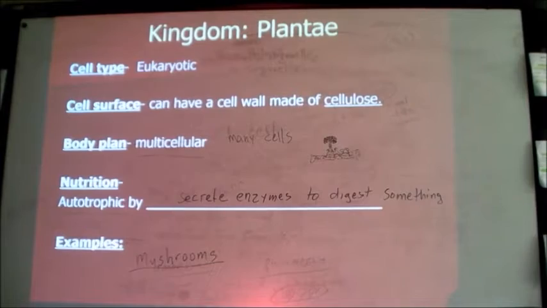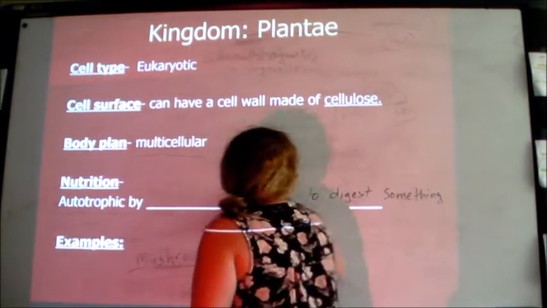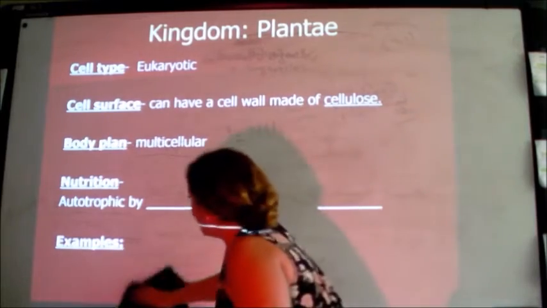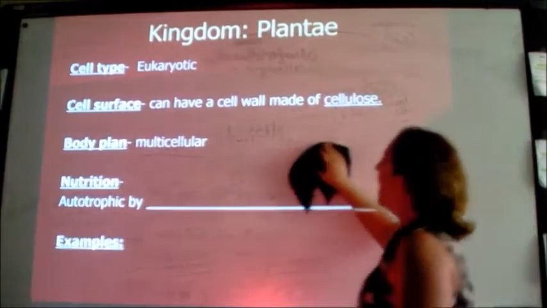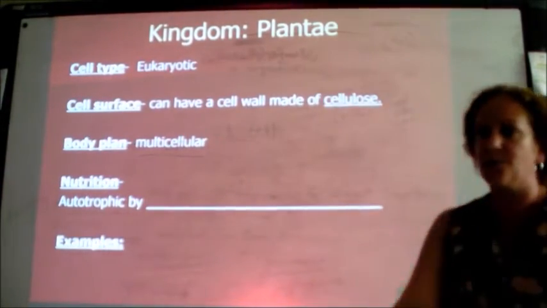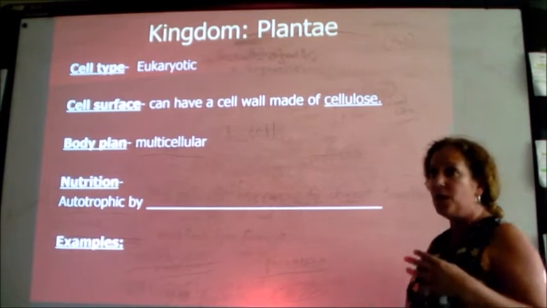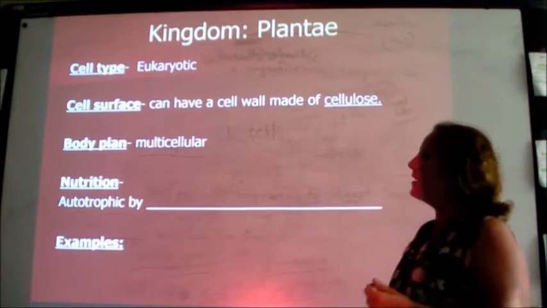All right, now we're getting into kingdom Plantae. So again, everything we find on Earth is going to fall into one of these 6 categories. How do we know that plants and mushrooms aren't the same thing? Well, because we can look at them, we see what they do, and we see that they're so different that we put them in 2 separate categories.